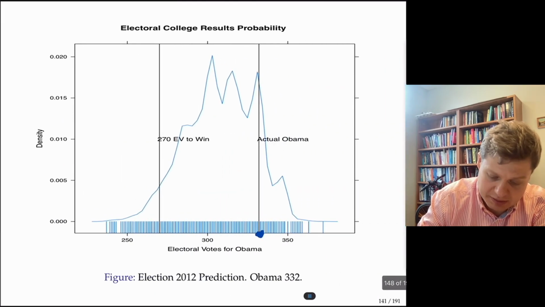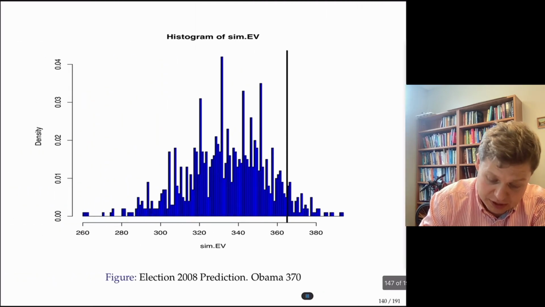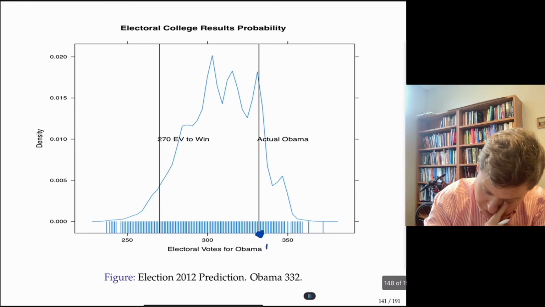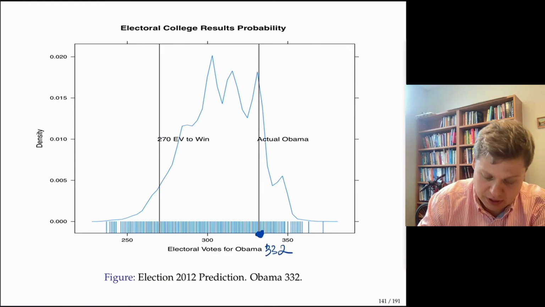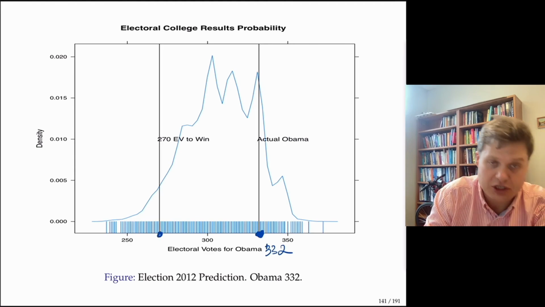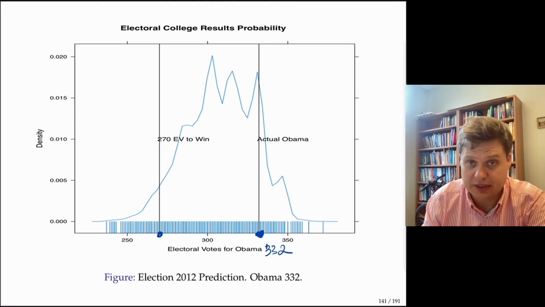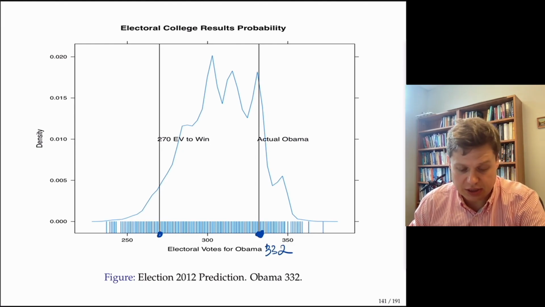No, sorry, that's not expected. That's the actual outcome. No, that's not the actual outcome. The actual outcome in 2008 was 370 and in 2012 was 332. So 332. So this is the 2012 elections. That was the actual outcome. And you see most of the observations in our simulations would be to the right of 270. So our simulations correctly predicted that Obama will win the elections.